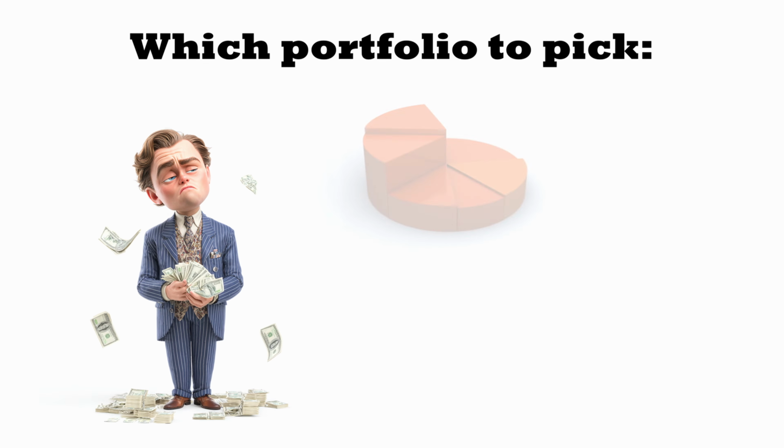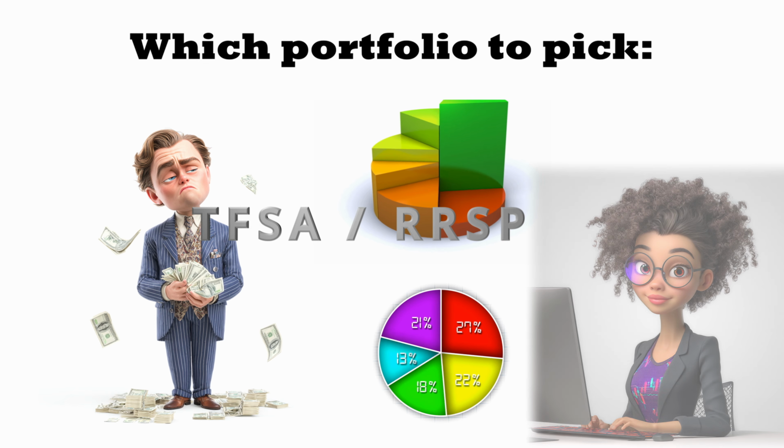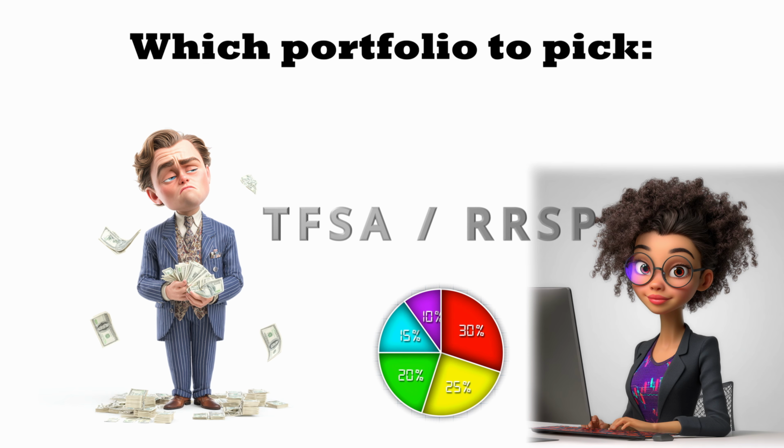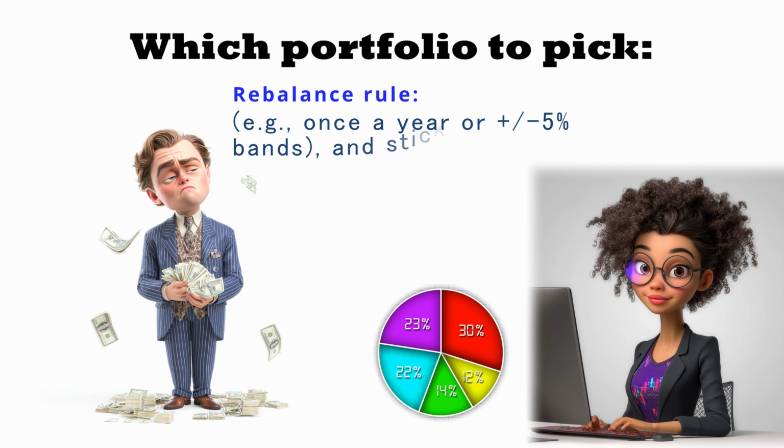If you're new, pick one. Open a low-fee broker account, or your TFSA, RRSP if Canadian, and buy the ETFs. Set an annual rebalancing rule, for example, once a year, plus or minus 5% bands, and stick to it. Just pick one of these portfolios and start off small.